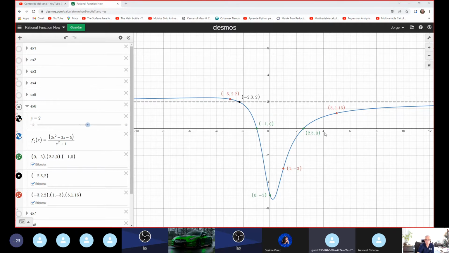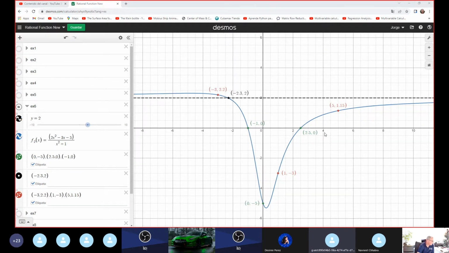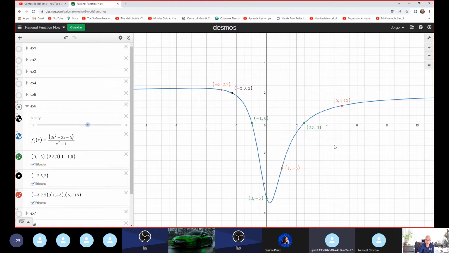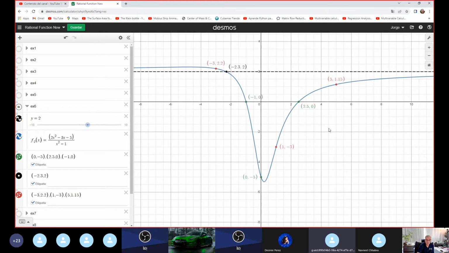Remember, look in green color. You have 1 in the set, which is 0.95. We have 2 x in the set, which are 2.5, 0 and 1, 0. Super cool. We have no vertical asymptote. We have the image. What does image mean?